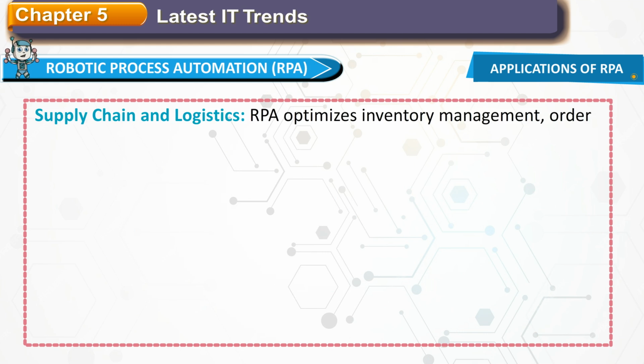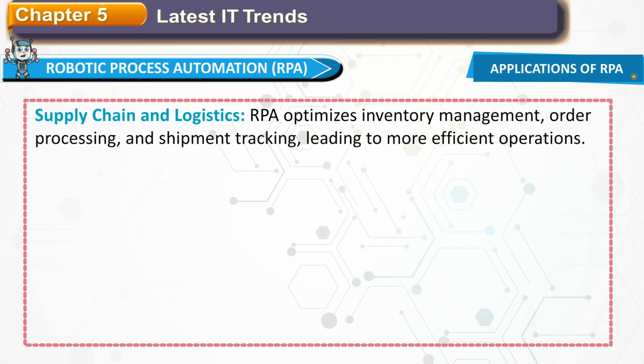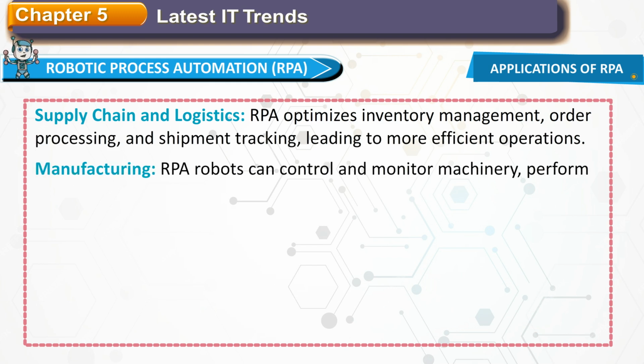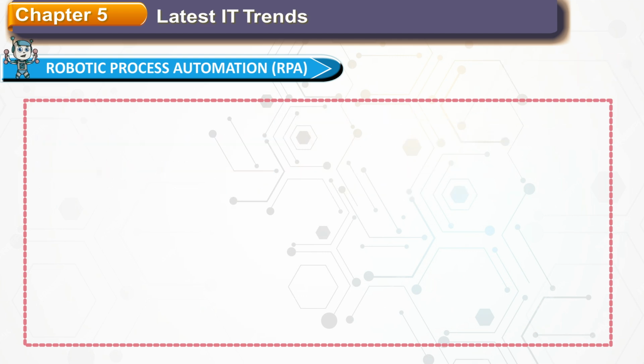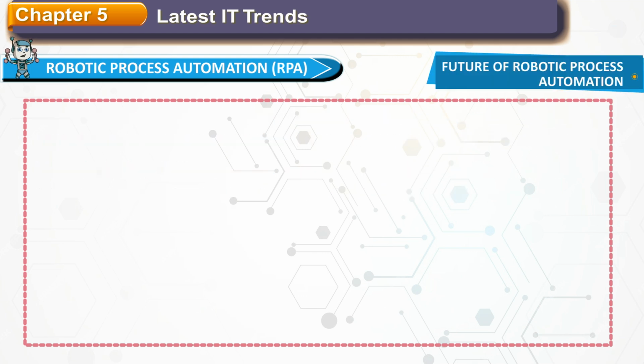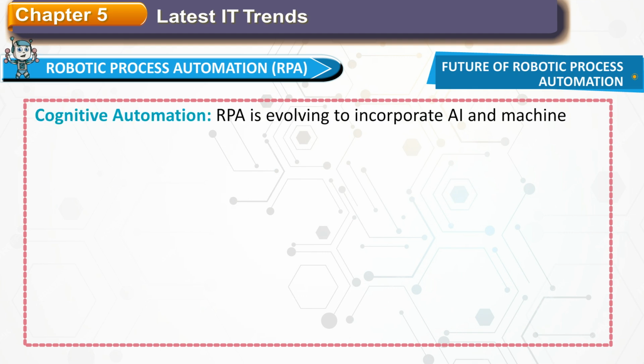Supply chain and logistics. RPA optimizes inventory management, order processing, and shipment tracking, leading to more efficient operations. Manufacturing. RPA robots can control and monitor machinery, perform quality checks, and manage inventory in manufacturing settings. Future of robotic process automation.